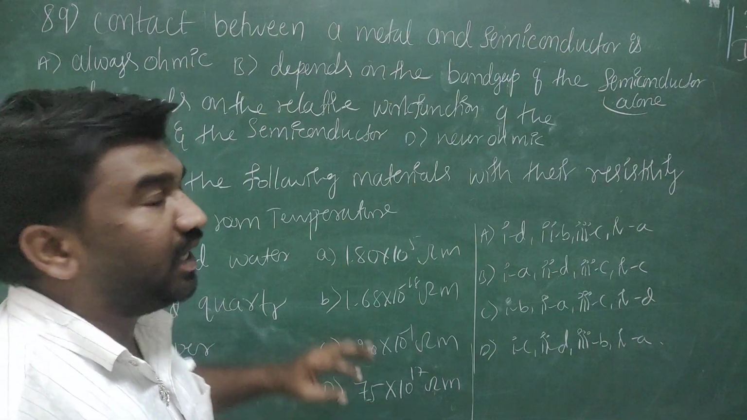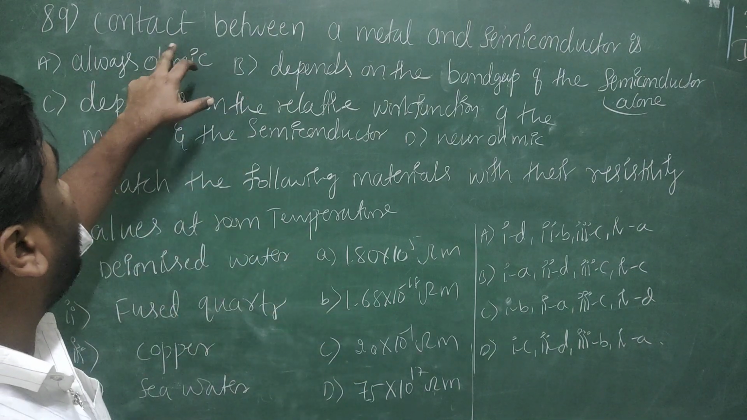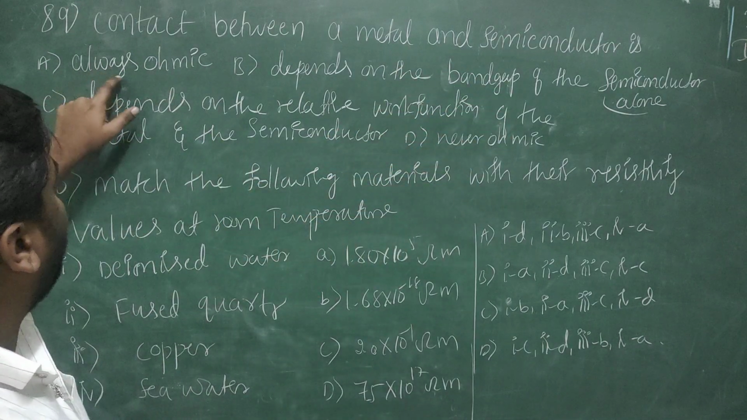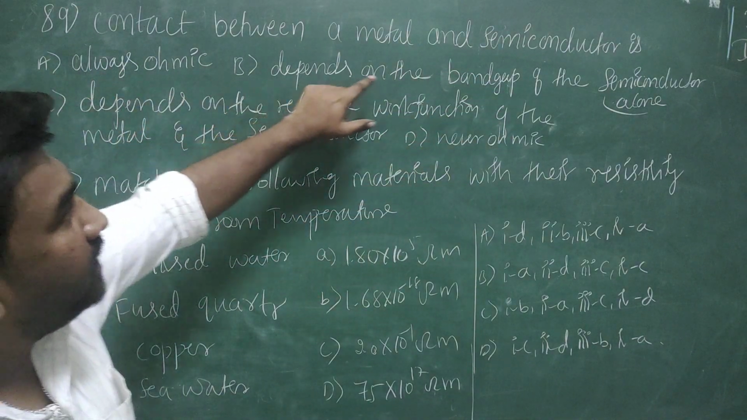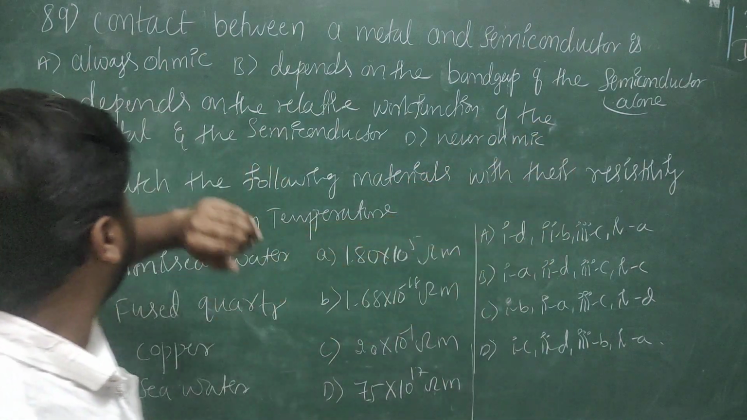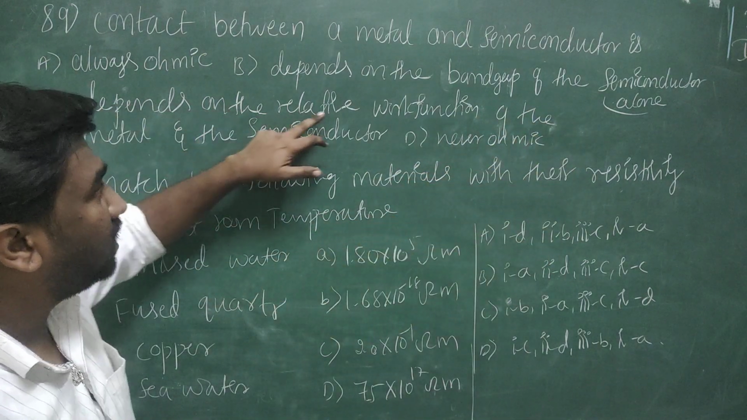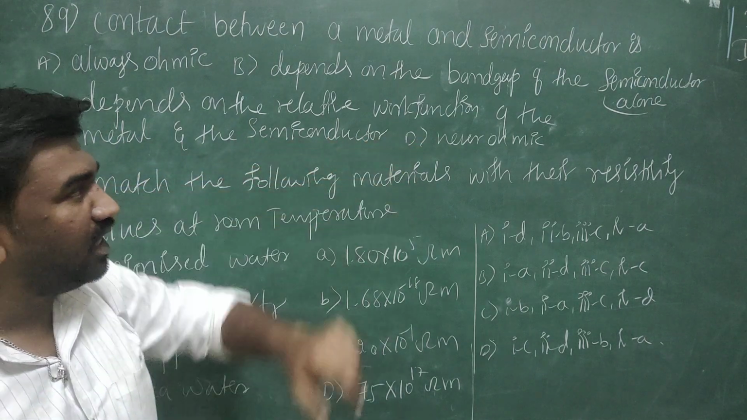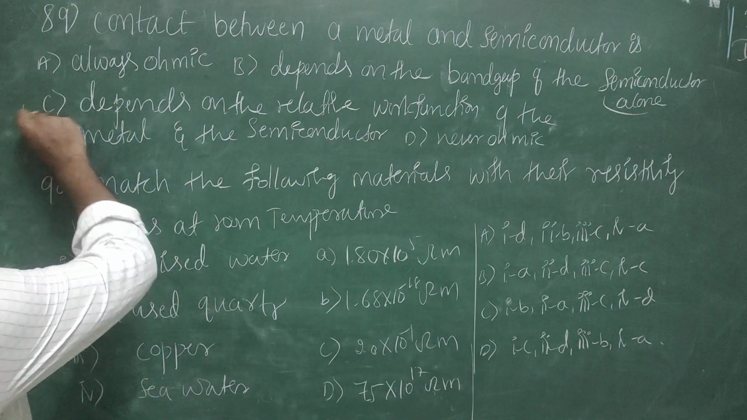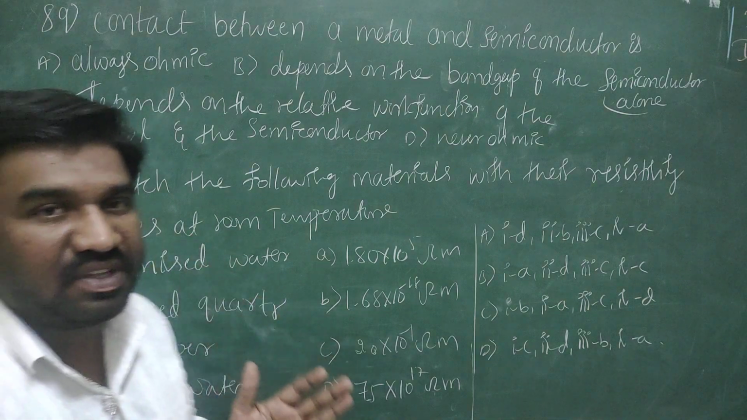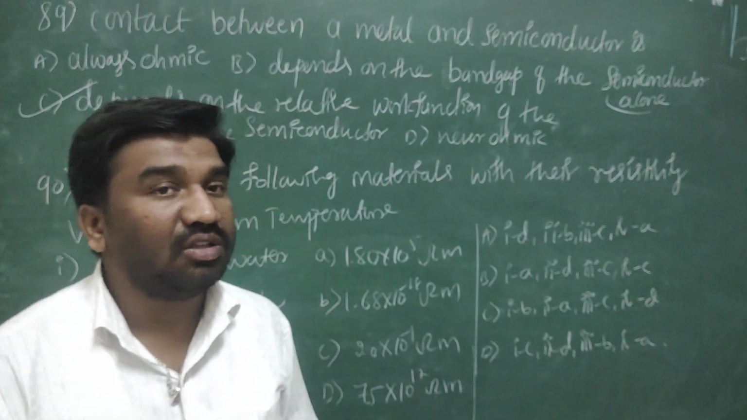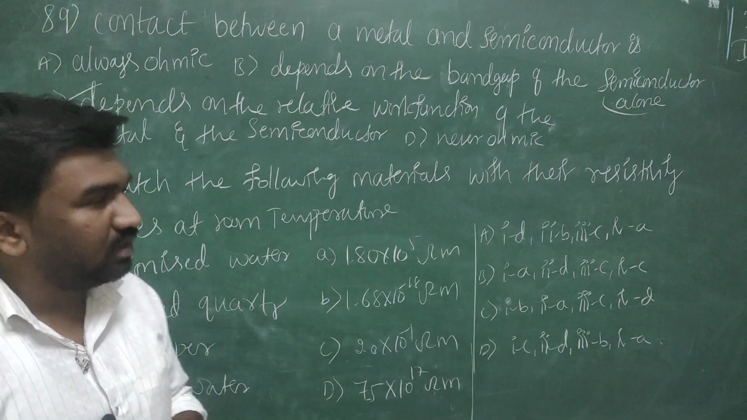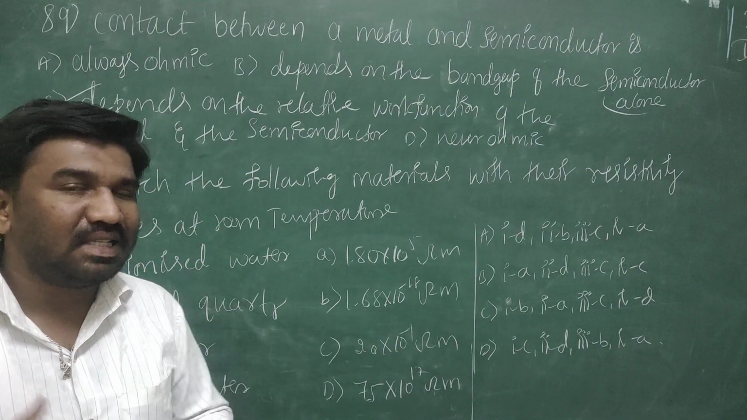So this is question number 89. Contact between a metal and semiconductor is always ohmic, depends on the band gap of the semiconductor alone, or depends on the relative work function of the metal and the semiconductor. So option C is correct. The contact between the metal and semiconductor depends on their work function, because there will be an imbalance in the energy band gap.